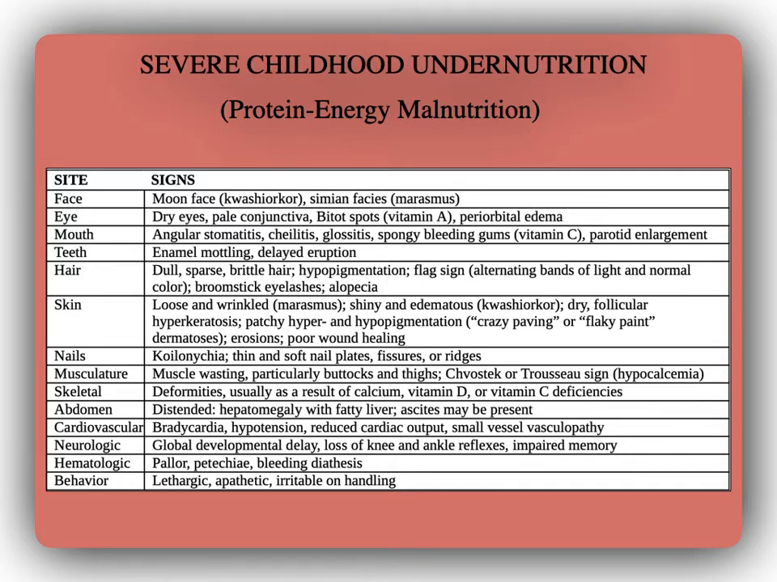Regarding skeletal, the patient will have different kinds of deformity as a result of calcium, vitamin D, and vitamin C deficiency. The abdomen may be distended, either from hepatomegaly with fatty liver or from ascites. Also, the patient may have bradycardia, hypotension, reduced cardiac output, or other parts of vasculopathy. The patient may have global developmental delay or just loss of reflexes like knee reflex, ankle reflex.